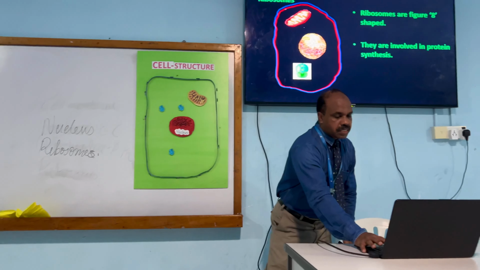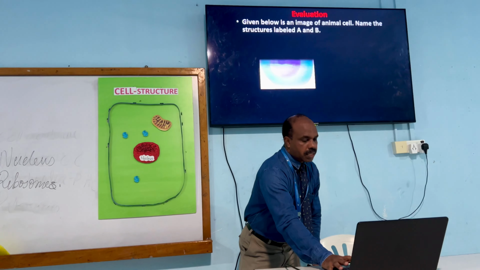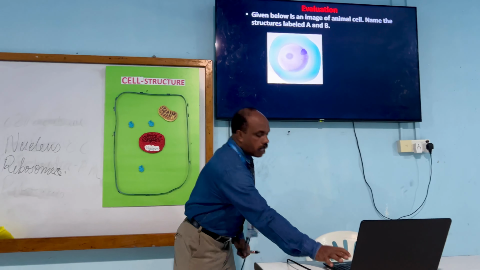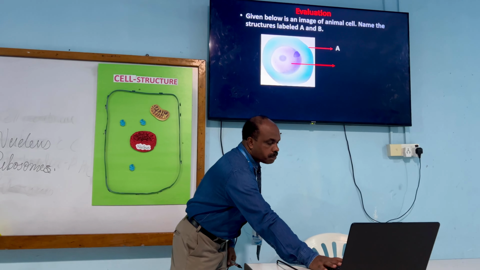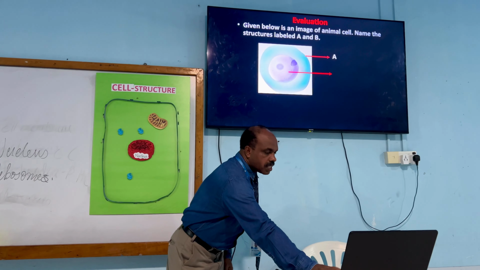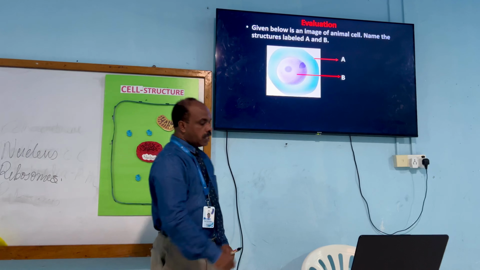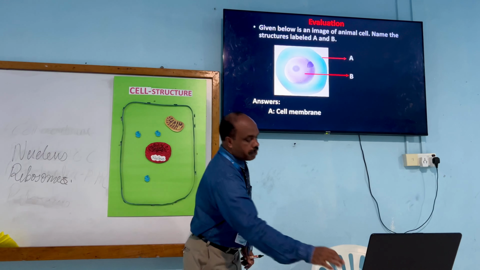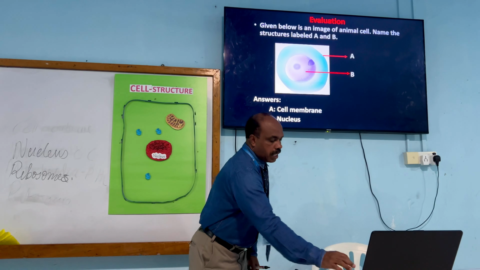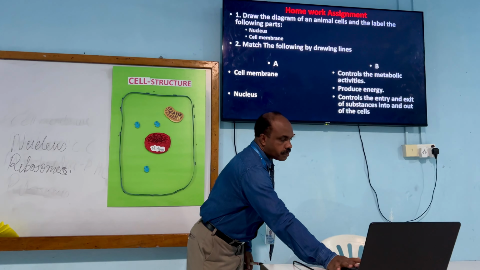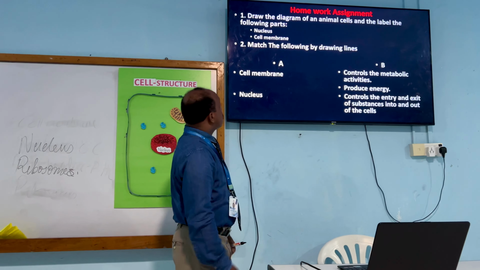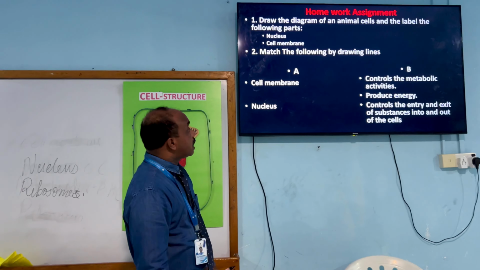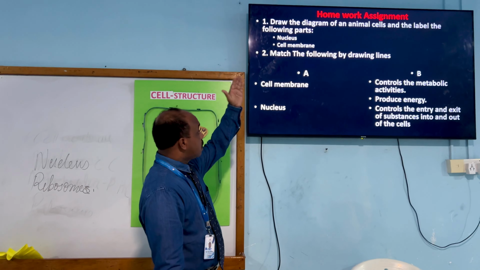Let's have a fast evaluation about this. Right? See, here an image is being given, image of a cell, and you are asked to label the structures. You are asked to name the structures labeled A and B. So can you say what they are? See the answer. A is the cell membrane and B is the nucleus. Then let's go to one more question. See, here you are asked to draw a diagram of an animal cell and label the parts nucleus, cell membrane.